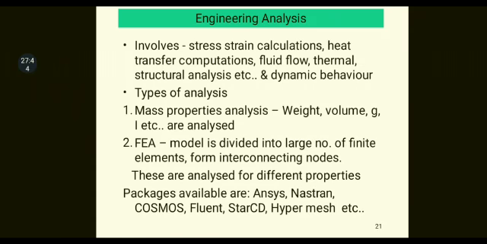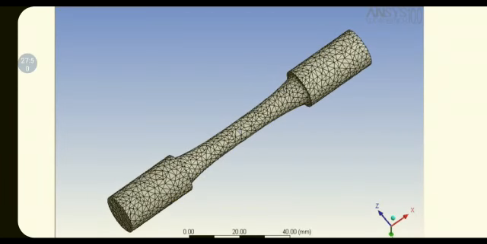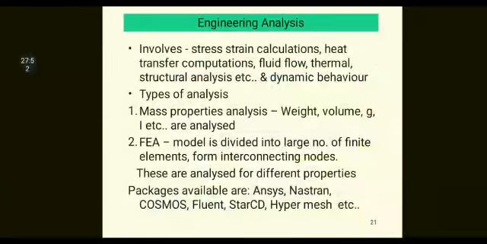See, the meshed part, if I check it out, I hope you remember this. See, there are n number of points and lines. That is now important here. FEA: the model is divided into a large number of finite elements and forms interconnecting nodes. See, the model is divided into small elements, all those are connected, and each element or each point is analyzed for different properties. So that is finite element analysis.